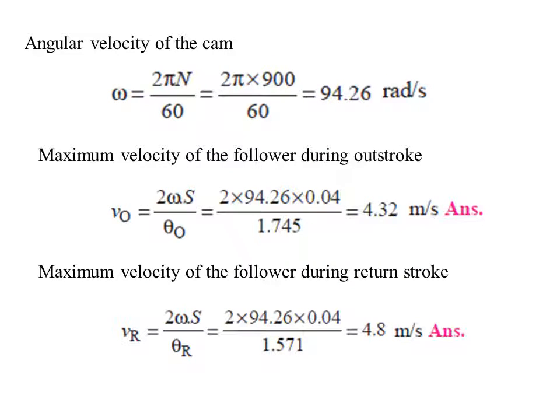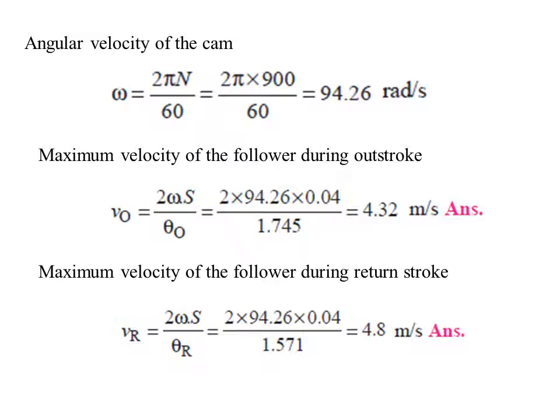We know that the angular velocity of the cam, omega, is given by the formula 2 pi N by 60. N has been given as 900 rpm. Substitute those values and we get the answer. Next, we need to find the maximum velocity of the follower during outstroke, which is given by the formula V naught equals 2 omega S by theta naught. We know the value of omega. S is nothing but the lift, that is 40 mm, converted into meters, and theta naught is the outstroke, given as 100 degree. We want it in radians, so convert into radians, that is 100 into pi by 180, which is 1.745. Substitute those values and we get the answer.